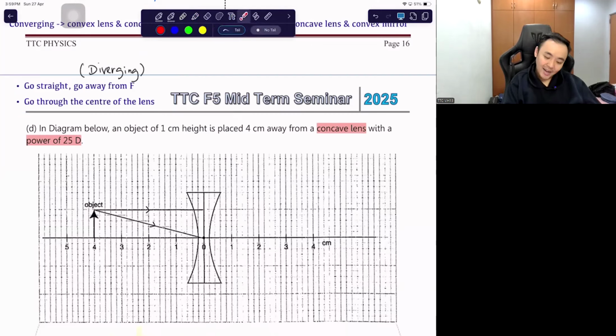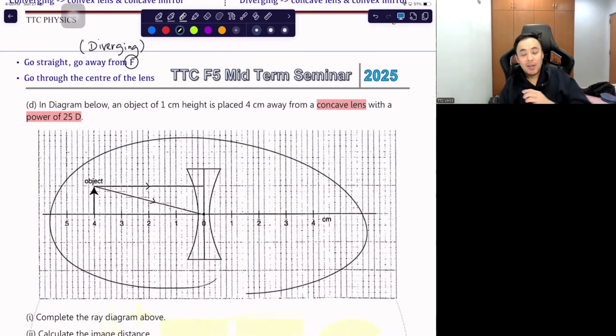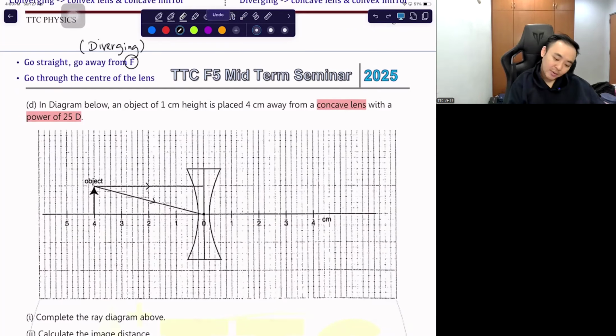As long as it's a lens, all can do this. The light ray goes straight through, no bending whatsoever. But here's the problem. How do you know whether you want to go to F or go away from F? You notice this question here never labelled the focal point. The reason is because they want you to calculate it yourself. They want you to find it yourself.